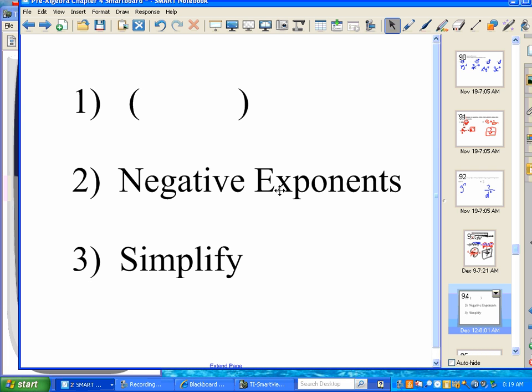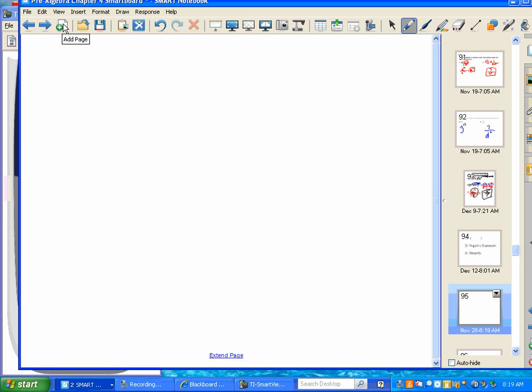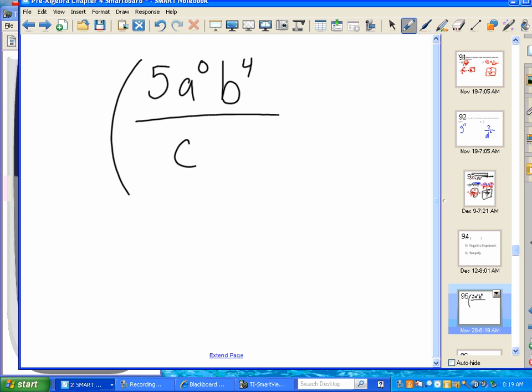Okay, can I move this? Okay, one more problem. I want you guys to put underneath that, in parentheses, 5a to the 0, b to the 4th, all over c to the negative 3rd, all to the 2nd power. Okay, go for it. Get rid of parentheses first, move negative exponents, and then simplify. You guys can do it.